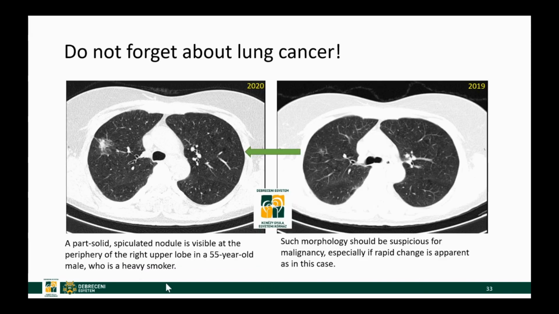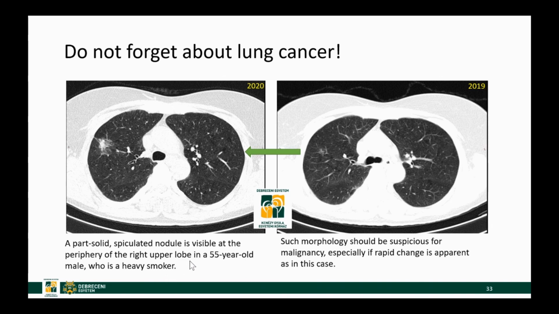Maybe I am saying this because I come from Hungary, where the morbidity and the mortality of lung cancer is the highest. But if you see a large ground glass opacity, whether it is peripheral or not, you should always consider the possibility of lung cancer, especially if it's an older, heavy smoker patient.